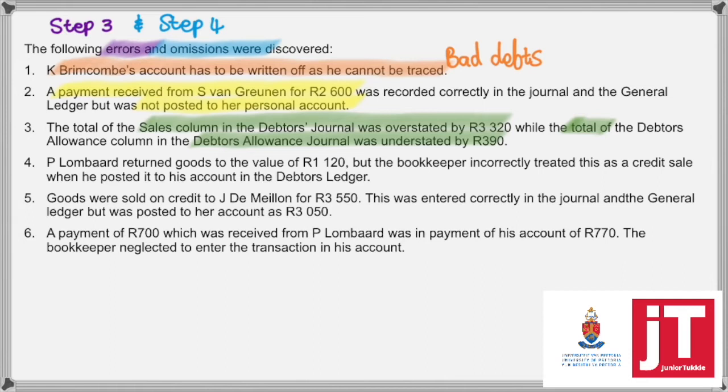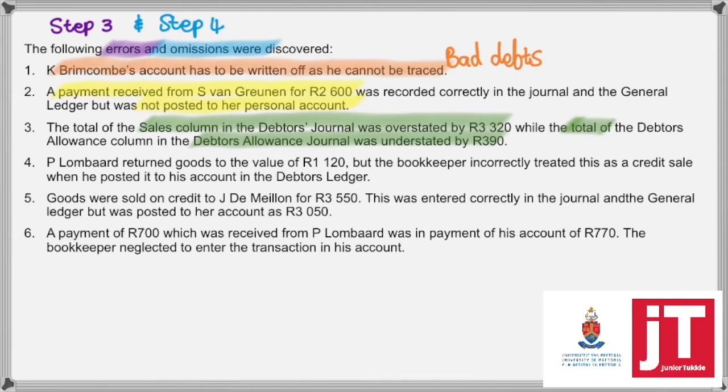Then, number 3, the total sales column in the debtors journal was overstated. So the total is wrong, therefore the control account must be corrected. Overstated meaning we have to minus it off. And then the total of the debtors allowance column in the debtors allowance journal was understated with R390. So yet again a total of a journal, therefore the control account is incorrect. Understated meaning we have to add to that total.